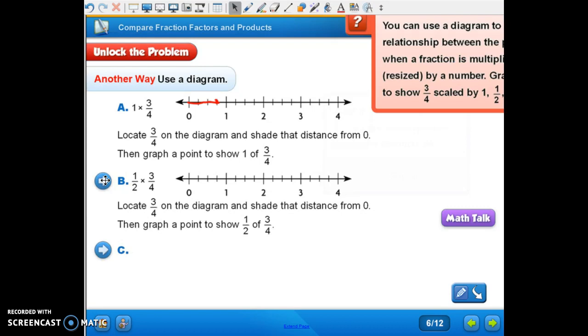Locate 3/4 on the diagram and shade the distance from 0. Okay, so we're going to that same place to 3/4. Then graph a point to show 1/2 of 3/4. So 1, 2, 3/4. We've got to figure out where is halfway. Well, if we go in one, whoa.